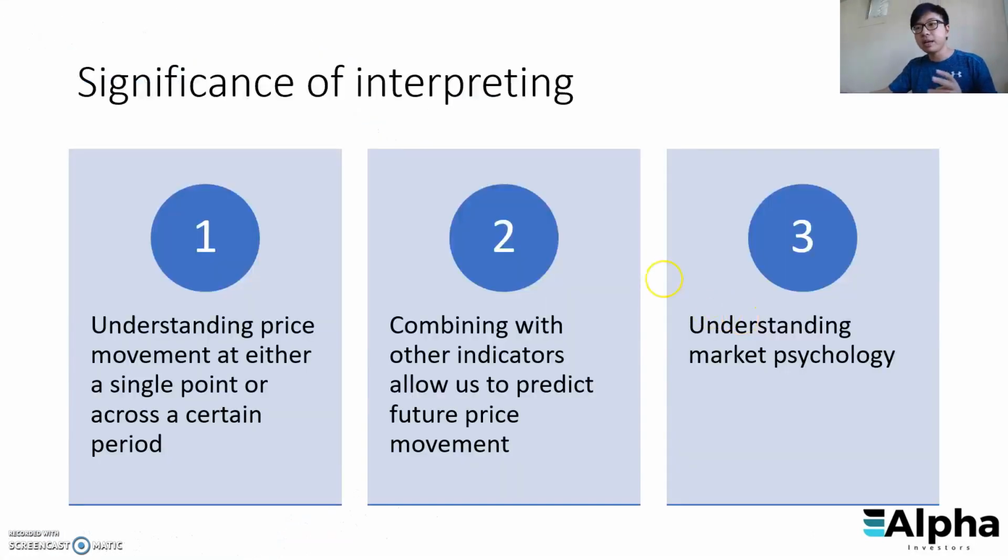Alright? So there are 3 significances of interpreting candlesticks. The first one is to understand the movements at either a single point or a certain period. A single point can be 1 day, and a certain period can be over a few days or a few weeks. Next, you will want to combine with other indicators and not just the candlestick itself to make a better prediction of future price movement. And last but not least, using candlestick movement or patterns allows you to understand market psychology better.